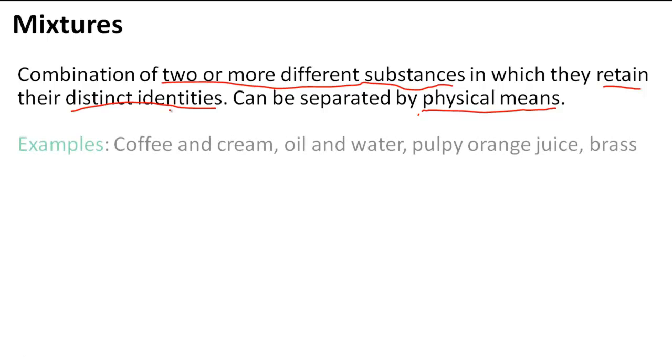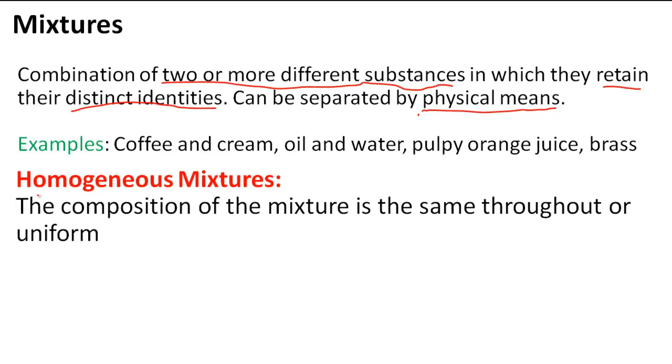And here are some examples. We had coffee and cream, oil and water, pulpy orange juice, and brass. These are all examples of mixtures, but they are different types of mixtures. There are two different types of mixtures. The first is a homogeneous mixture. A homogeneous mixture is one where the composition of the mixture is the same throughout.